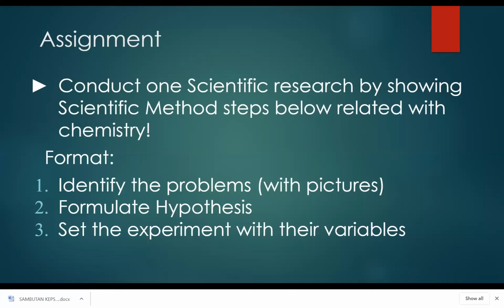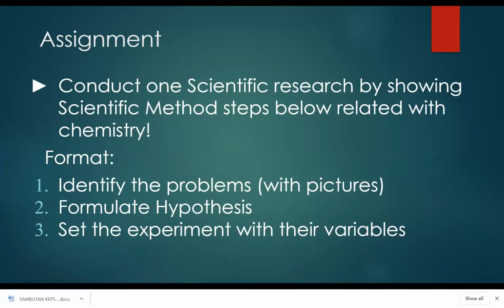What is the assignment? You are going to conduct one scientific research by showing scientific method steps. But not all the steps that you are going to show. Only 3 steps that you are going to show today. Not all the steps, yeah, only 3 steps. But all the scientific research must be related with chemistry. Remember, chemistry is everywhere. Last week we learned about that one.